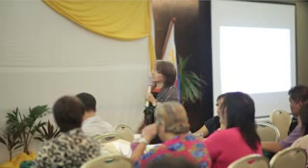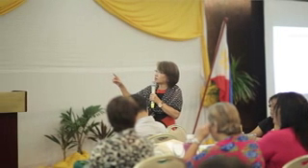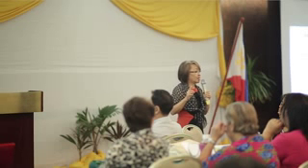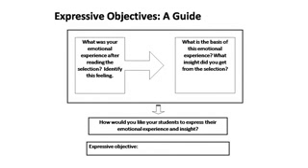Like all objectives, it will be best if it is immediately clear how this interpretation, insights, and emotional response will be demonstrated by the learner. Because it is an objective, it has to be specific. You should be able to tell the students how they'll be able to express all this that you wanted them to develop. So, this is the guide. Reading the selection, identify the feeling. While they are reading, they have to identify the feeling.